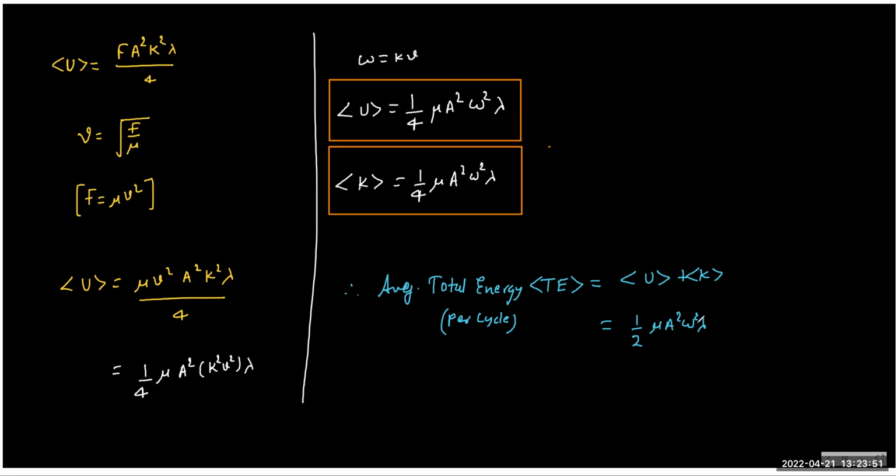1 by 2 mu a square omega square lambda. And why 1 by 2? Because 1 by 4 plus 1 by 4 is 1 by 2. So now this is the answer: the total energy per cycle. The words 'per cycle' are kind of hidden. It will not be said explicitly, but it is implicit in a way.